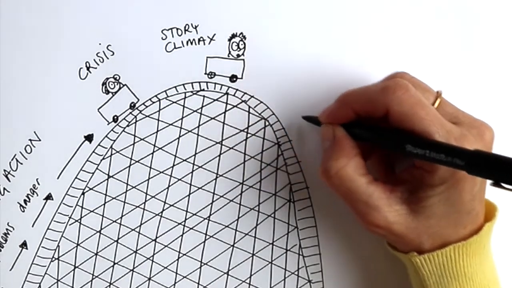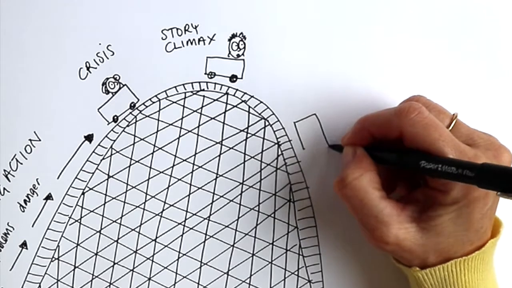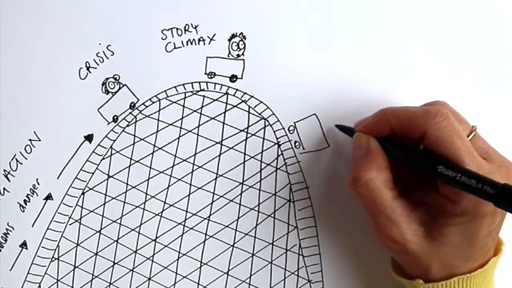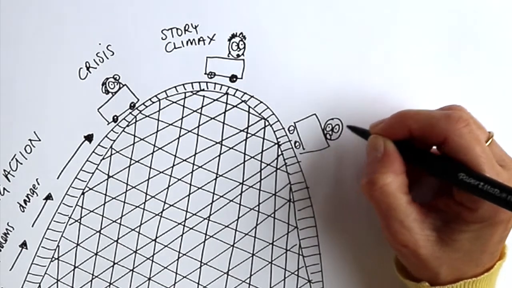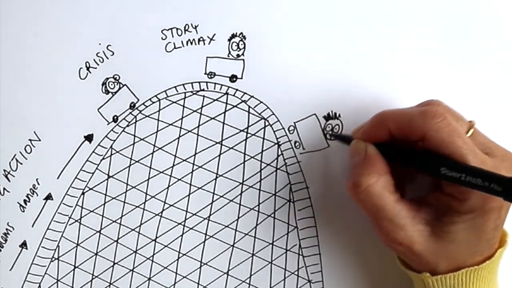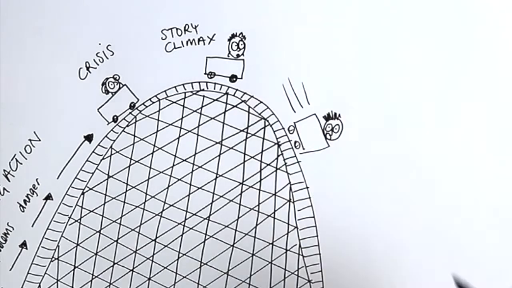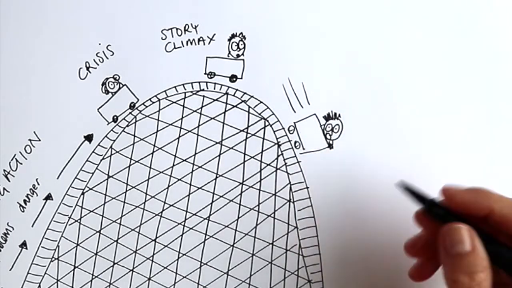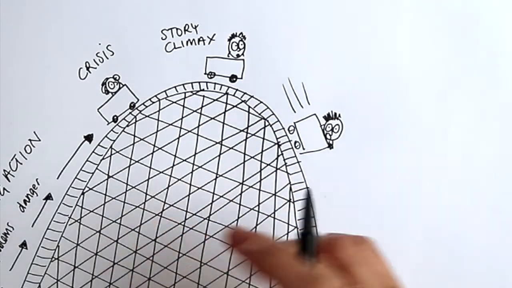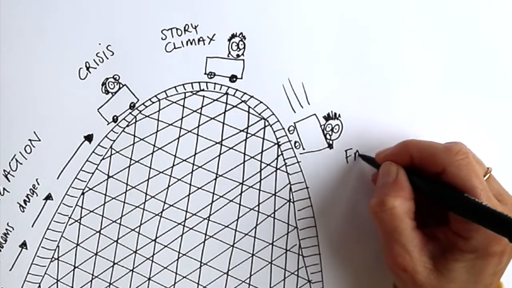This next part, where he starts to zoom down like this, he's zooming down the other side of the hill, the roller coaster. This is called the falling action.